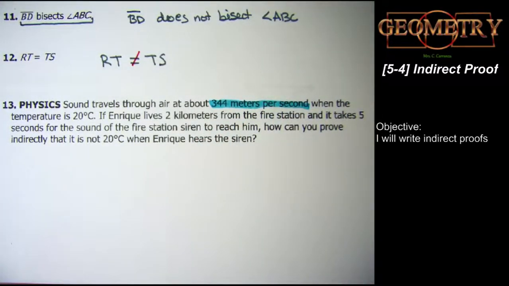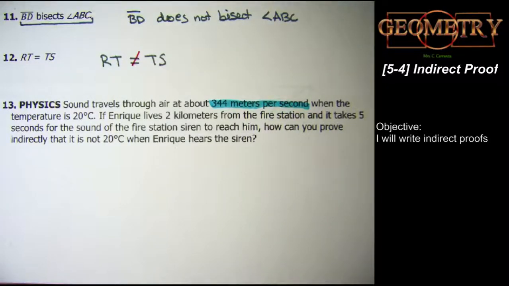So that you have an idea of how big that is, because here in the United States, we don't think in meters. Look at our floor tiles. Those floor tiles are about 1 foot long each. A meter is a little more than 3 feet. So a meter is a little more than 3 of the floor tiles that you're looking at right now. Okay? That's 1 meter. Sound travels 344 of those groups of a little more than 3 every second. That's really, really fast.